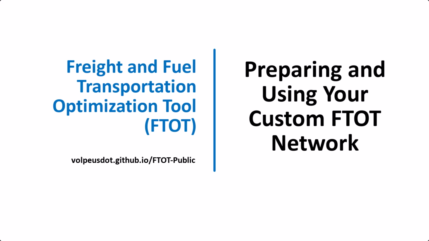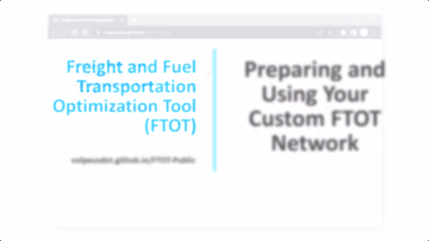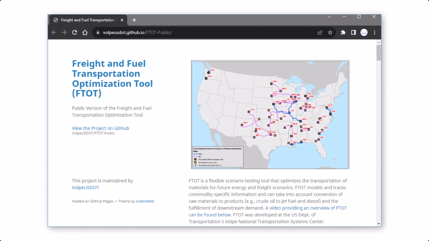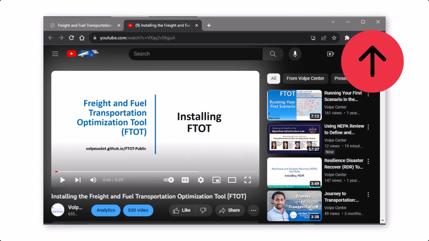This video will demonstrate how to prepare a custom transportation network for use in the Freight and Fuel Transportation Optimization Tool, or FTOT. This video assumes that you have already downloaded and installed FTOT, as well as the supplementary data and documentation. These materials are available on the FTOT landing page. You can also take a look at our Installing FTOT tutorial video linked in the video notes alongside other resources for this tutorial.